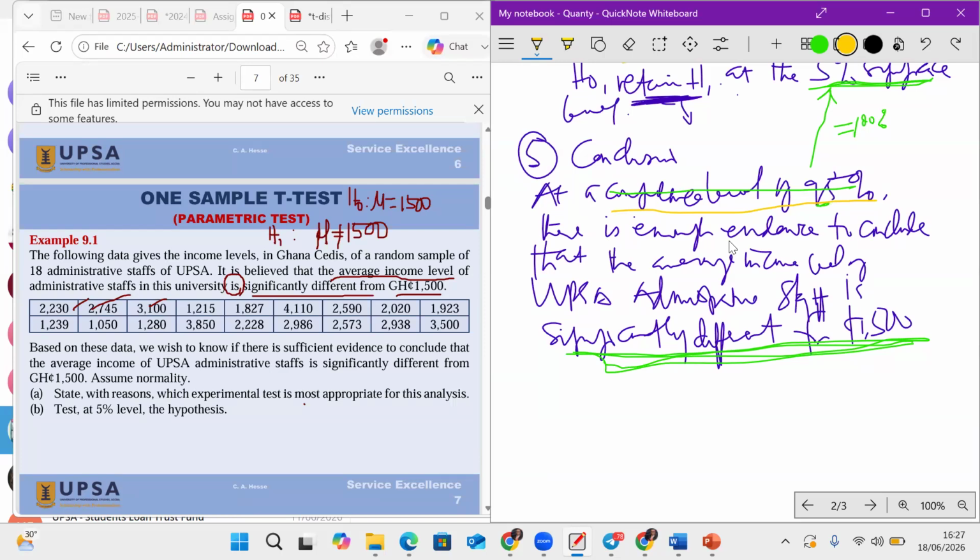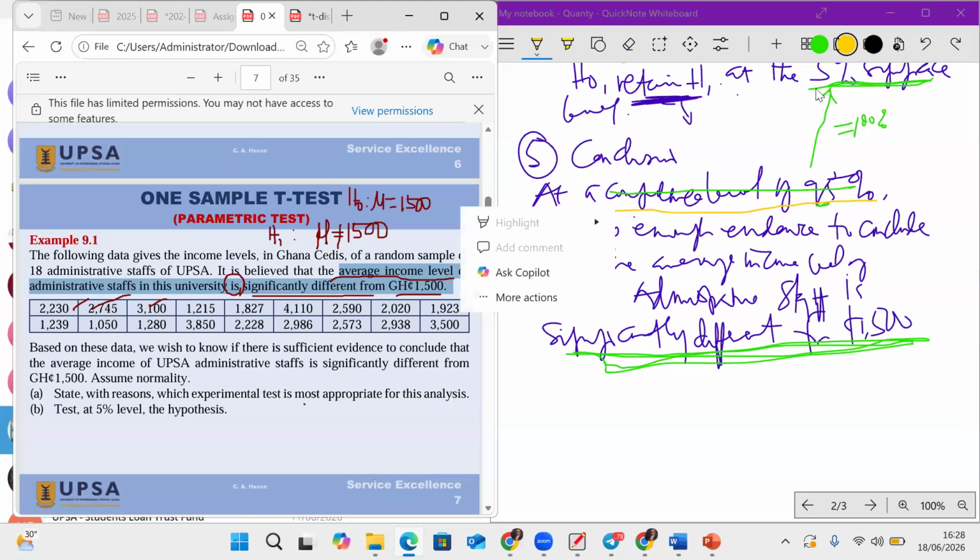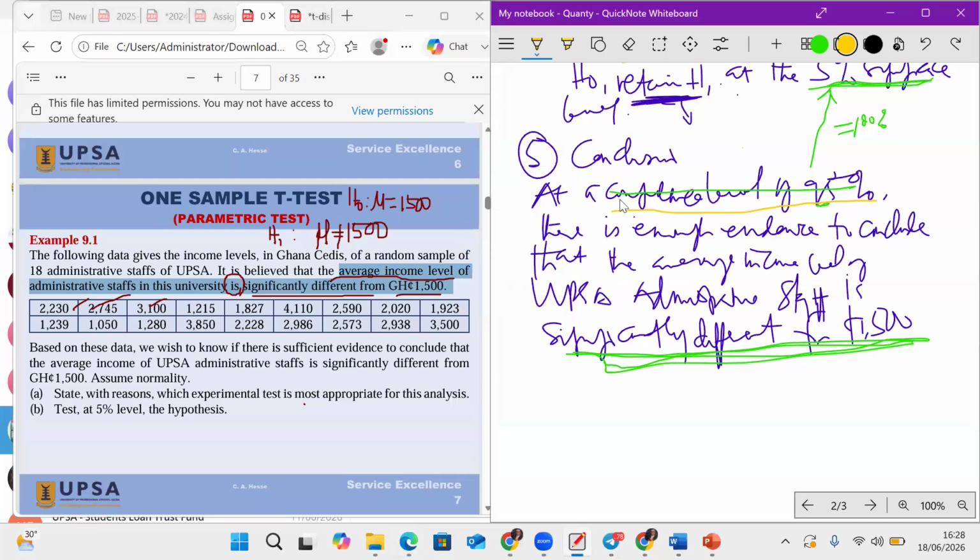there is enough evidence to conclude that the average... this is what they hold, this is what they believe against their norm. So we are going to see whether what they hold is true or false. If we reject the H0, what we are saying is the H0 says the mu is exactly 1,500, whereas the H1 says the mu is not 1,500. It could be more, it could be less. But the null hypothesis is claiming that the mean average is 1,500.